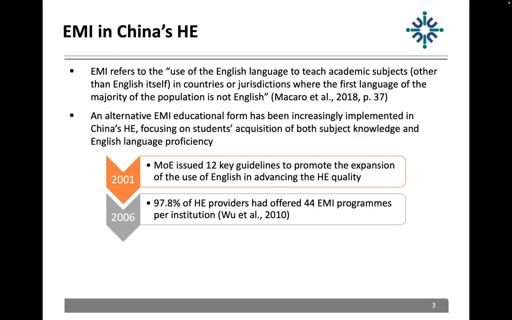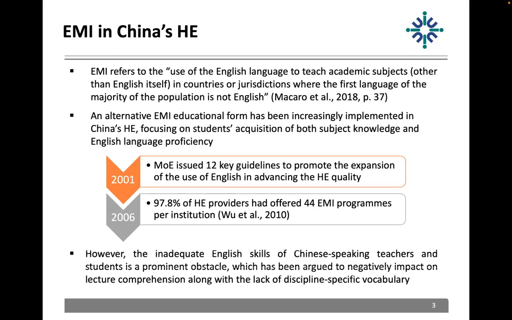And then, according to a large-scale longitudinal investigation, 97.8% of the higher education providers have offered the 44 EMI programs per institution by 2006. However, the inadequate English skills of Chinese-speaking teachers and students has become a prominent obstacle, which has been argued to have a negative impact on the lecture comprehension, along with the lack of subject-specific vocabulary.